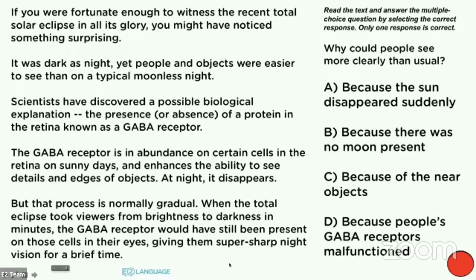So why could people see more clearly than usual? The answer is A, because the sun disappeared suddenly, not gradually. D is incorrect. It says nothing about people's GABA receptors malfunctioning. B is incorrect because the moon was present, or at least it doesn't say anything about that. And C is incorrect because it doesn't say anything about near objects.